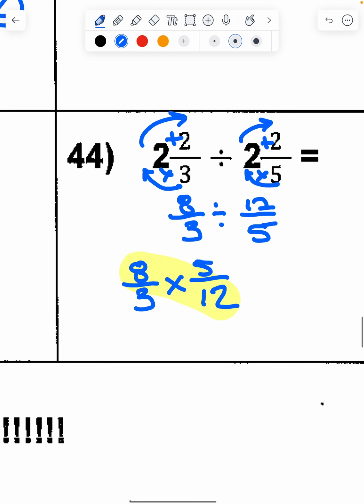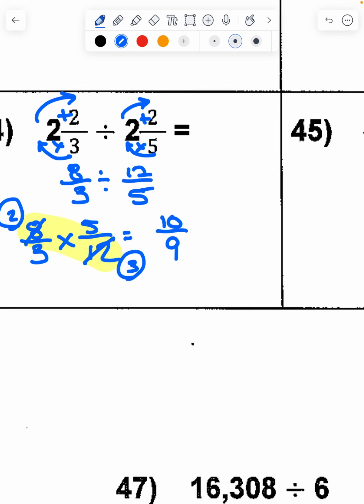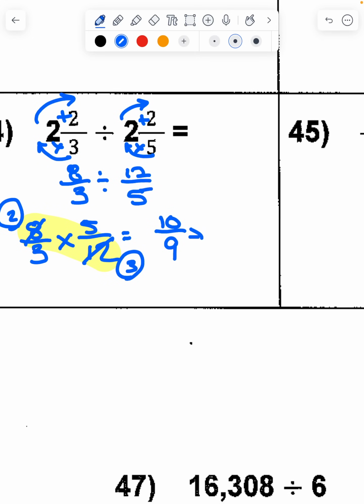I can cross cancel. What goes into both 8 and 12 evenly? Yes, 2 does, but there's a bigger number. Can you think of it? 4. 4 goes into 8 twice. And 4 goes into 12, 4, 8, 12, 3 times. When I multiply straight across, 2 times 5 is 10, 3 times 3 is 9. What kind of fraction is that, guys?